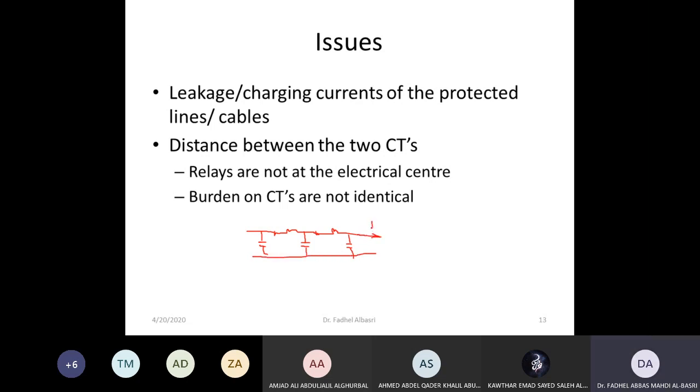And because of this, the receiving end current I2 and the sending end current I1 at normal operating conditions are not the same. So if you take the difference between them, it will give you a differential current even during normal operating conditions. So the setting of the relay should be greater than this normal differential current that goes in the capacitors. So when you take I1 minus I2, in this case, it gives you the capacitor currents.